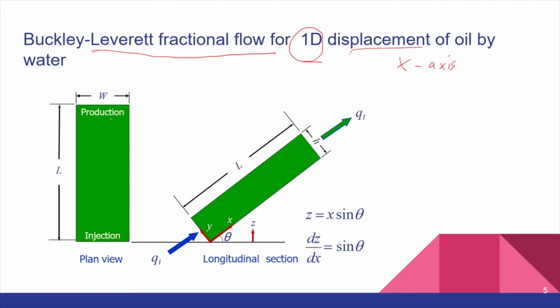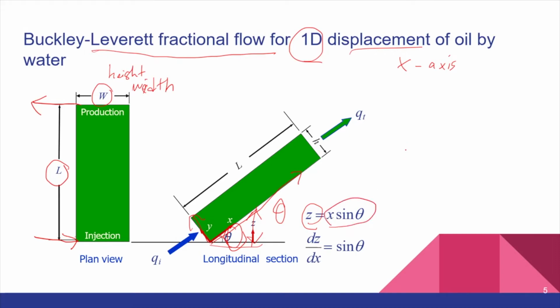For example, this is the vertical view. If you have your injection well here and production well there, the length of your reservoir is known as L, and W is the height or the width of your reservoir. If you have an angled reservoir, you will have a theta, which is your angle. And this is the y-axis and x-axis. Your z, the distance from the axis to your reservoir, is x sin theta, and dz over dx is sin theta.